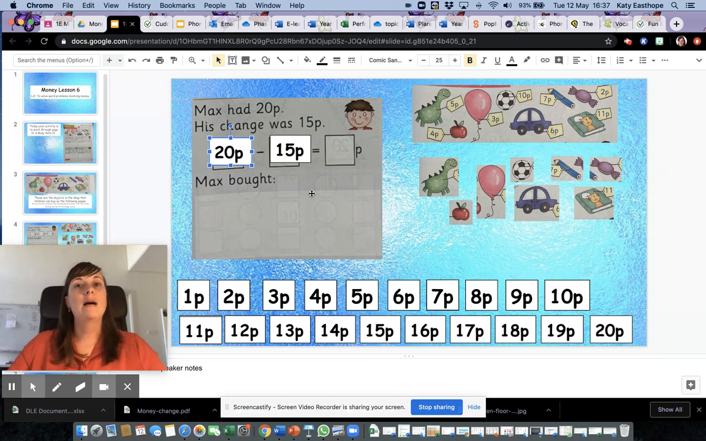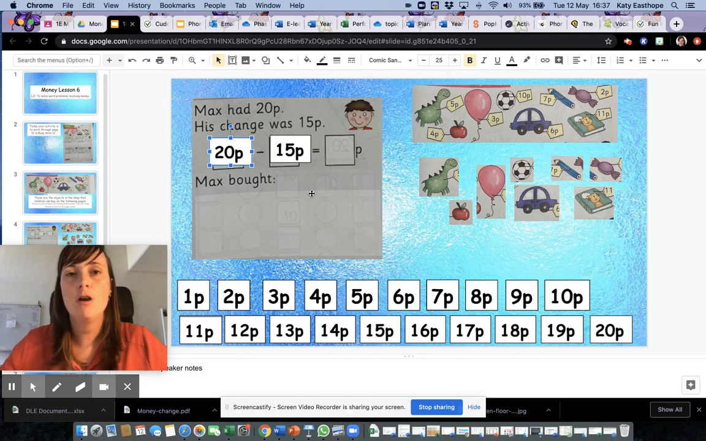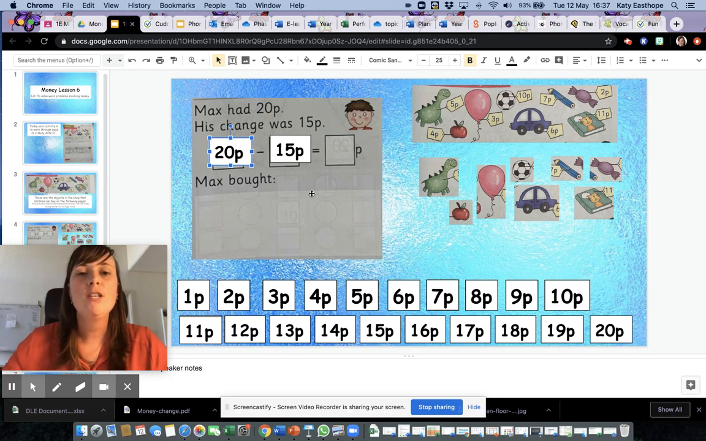So you can do that by drawing method, the counting back method, the number line method, any of those methods we looked at yesterday. Any way you know how to take away, that's what you can do. 20 take away 15. Then when you get your answer, you've got to find the toy that matches that price.